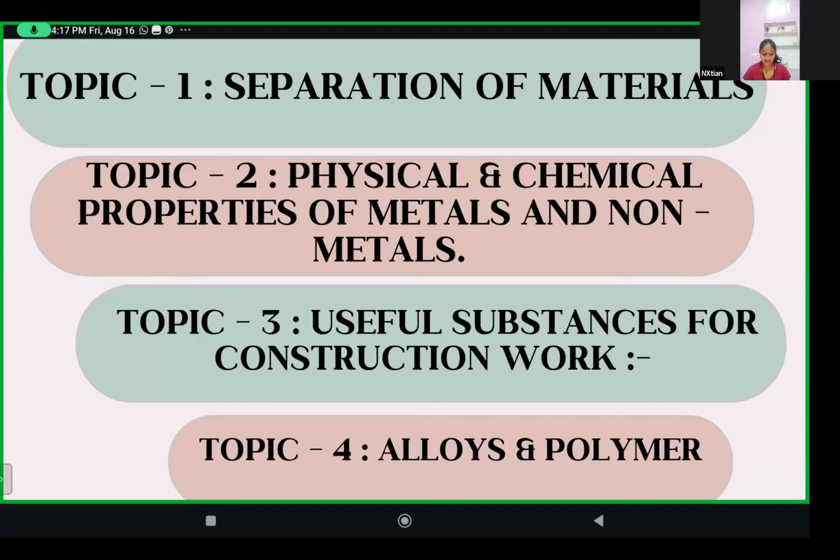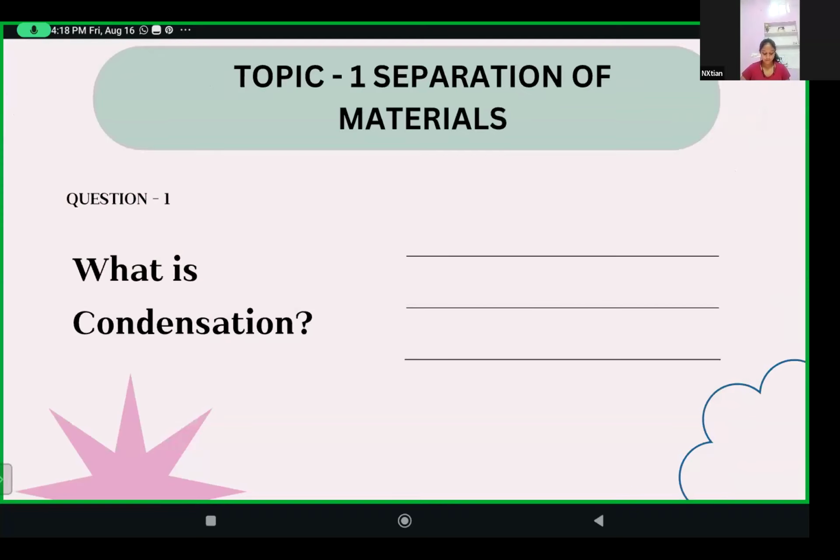Think carefully and choose the topic. Which one? Topic number 1, separation of materials. Topic number 1, separation of materials. Okay, Abraham. So here goes your first question from your first topic, separation of materials. What is condensation?